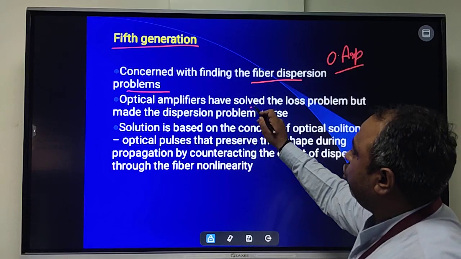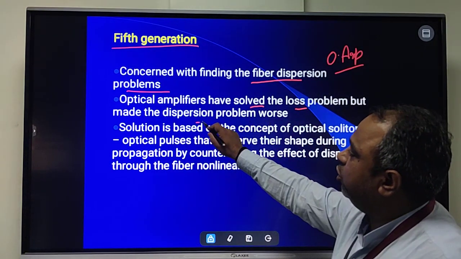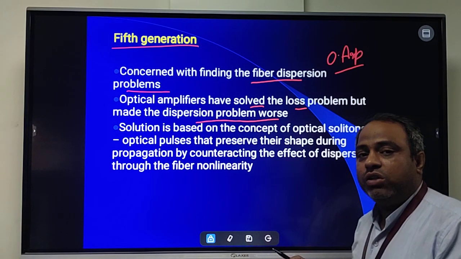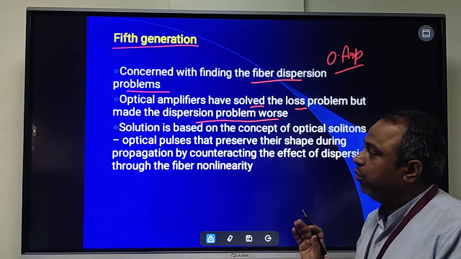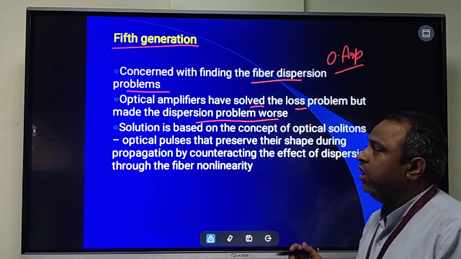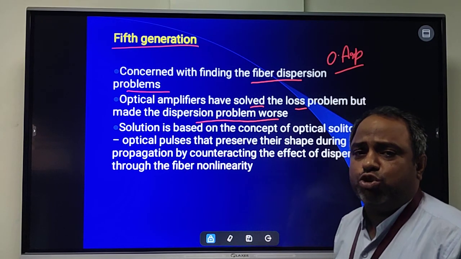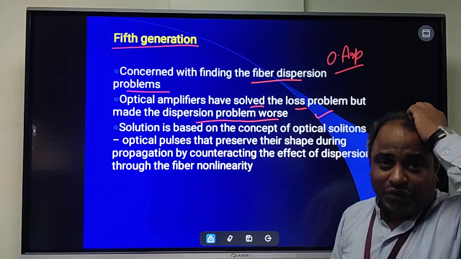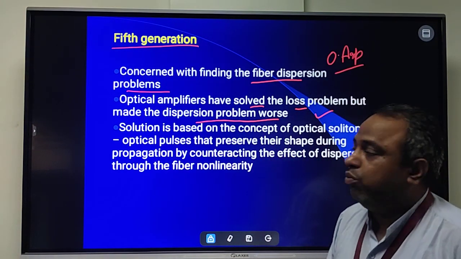Optical amplifiers solved the loss problems but made the dispersion problem worse. It is itself resolved. It addressed the dispersion problem very efficiently and effectively, and multiple sources of signal can be used simultaneously for transmission with the help of the fifth generation of fiber optical communication.